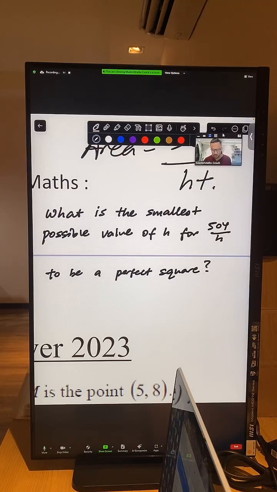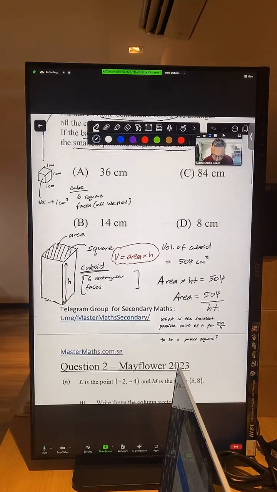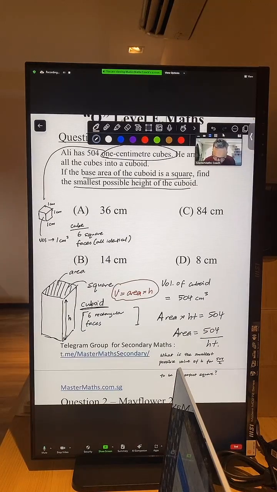So what is the smallest possible value of h for 504 over h to be a perfect square? What we need to do here is break 504 into its prime factors. So you have to do something that looks like this. Divide by 2. So what is 504 divided by 2?